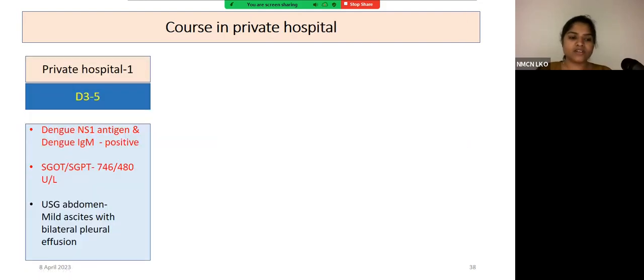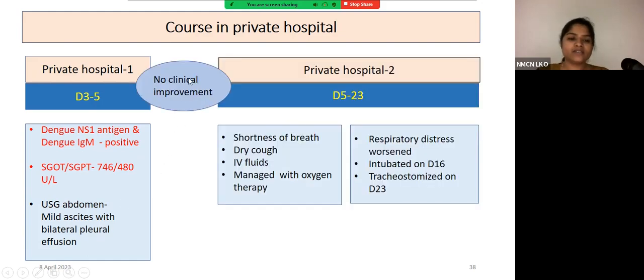With the above-mentioned complaints, the patient went to a private hospital and was there for 3 to 5 days. She tested positive for dengue NS1 antigen, and IgM was also positive. She also had transaminitis. Ultrasound abdomen showed mild ascites with bilateral pleural effusion. As there was no clinical improvement, they shifted the hospital where she stayed from day 5 of illness to day 23. During the course, she developed shortness of breath, requiring oxygen therapy.